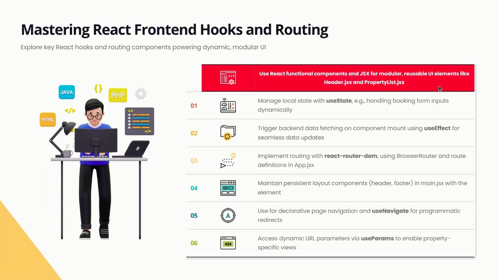And this covers the essential elements of modern React development. Functional components and JSX emphasizes using functional components and JSX to create modular and reusable UI elements such as header.jsx and propertylist.jsx. The useState hook manages the local state within the components. An example given is handling dynamic booking from endpoints. useState returns the current state and the function to update it, triggering re-renders when the state changes.